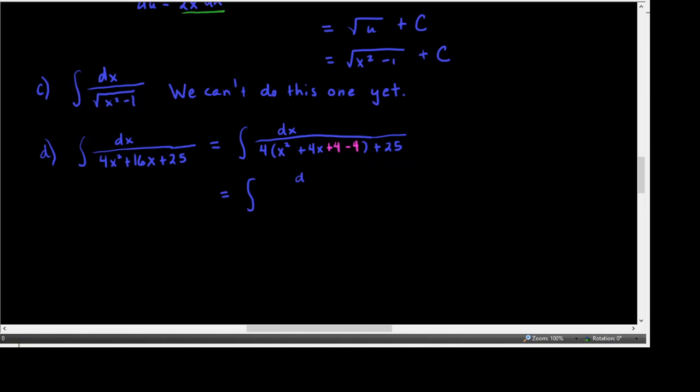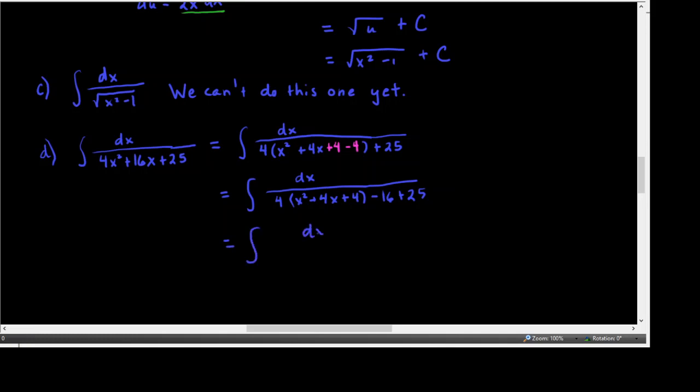So, oops, so this is 4, and the trinomial part of that I'm going to go ahead and write again, just to be really clear what's happening. Now, the minus 4 needs to come out of the parentheses, and when it does, it has to be multiplied by that leading 4 to come out of the parentheses, so it becomes minus 16. And then, of course, that plus 25 that's just been hanging out there waiting for its turn.